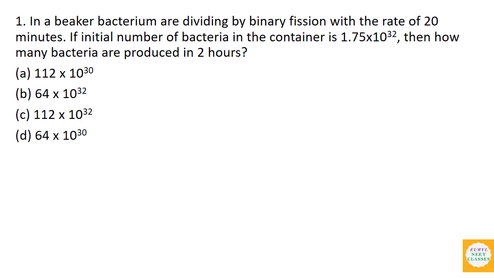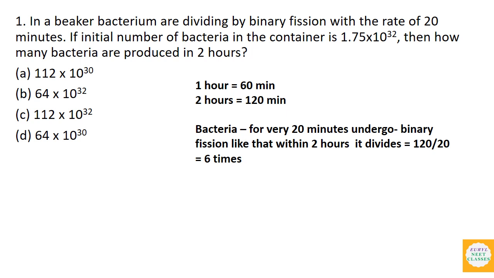So the starting number in the beaker or in the container is about 1.75 into 10 to the power 32. Let's solve this. We know that 1 hour is equal to 60 minutes, so 2 hours is equal to 120 minutes. Bacteria dividing every 20 minutes means 1 becomes 2, 2 becomes 4, and so on. For 2 hours, how many times will the bacteria divide? If you take 120 minutes and divide by 20 minutes for each division, you get 6 times. So within 2 hours, bacteria is going to divide 6 times.